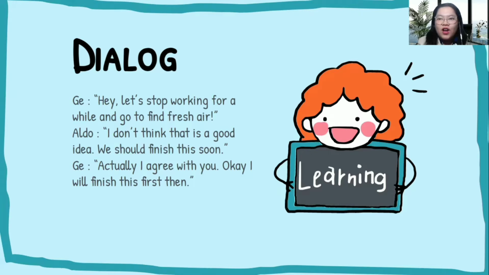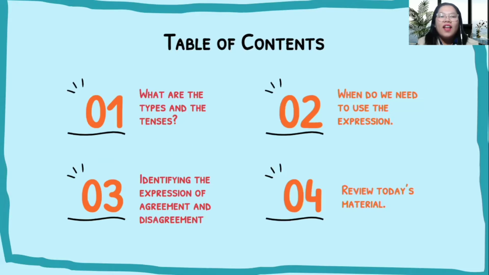Now, from this dialogue, we can see that there is a sentence that shows the expression of agreement and a sentence that shows the expression of disagreement. Today we are going to learn about the types and the tenses used in the expressions of agreement or disagreement. Then we're going to learn when we need to use these expressions, and we're going to practice identifying the expressions of agreement and disagreement, and after that we are going to review the materials. Are you ready, class?